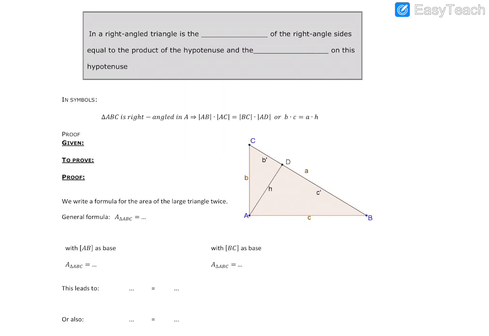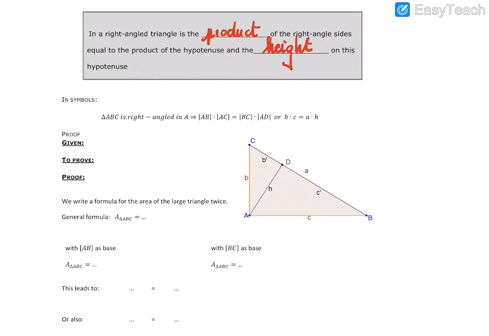Now the first metric relation is: in a right-angled triangle, the product of the right-angle sides is equal to the product of the hypotenuse and the height on this hypotenuse. So, if I would take a look at that in symbols, the product of the right-angle sides, that's AC times AB, is equal to BC times AD. BC is the hypotenuse and AD is the height. Here you can see it in small letters.